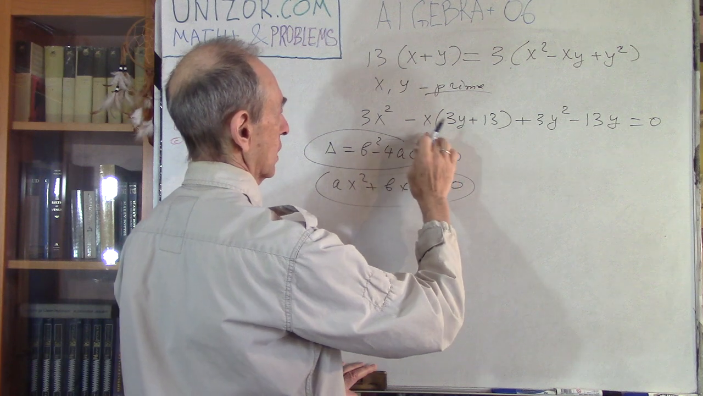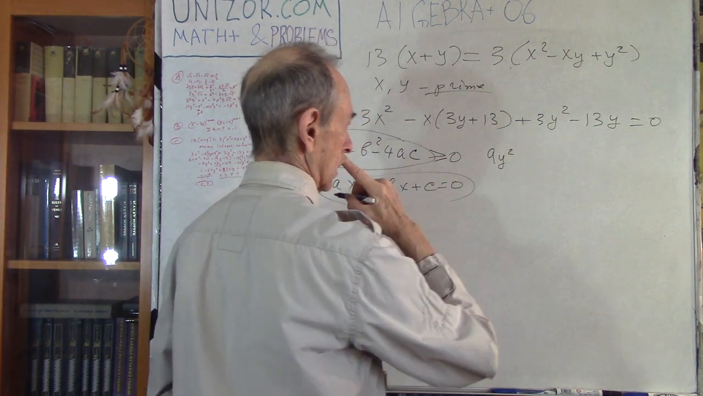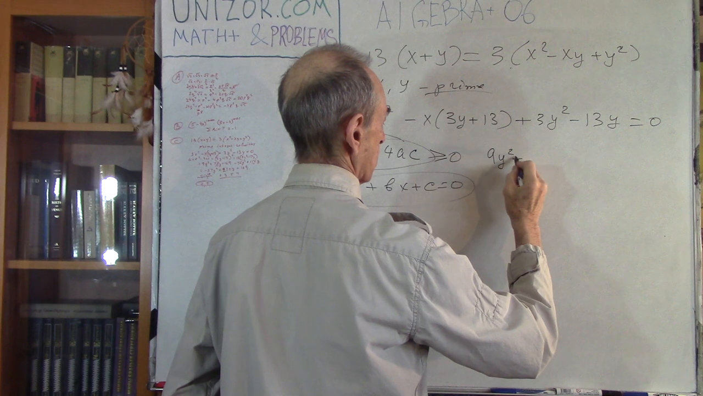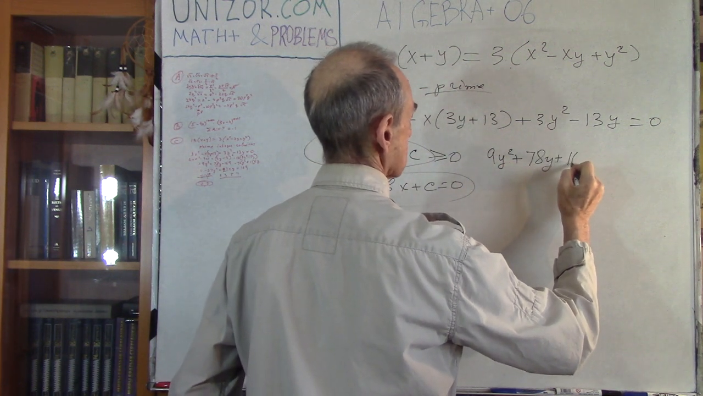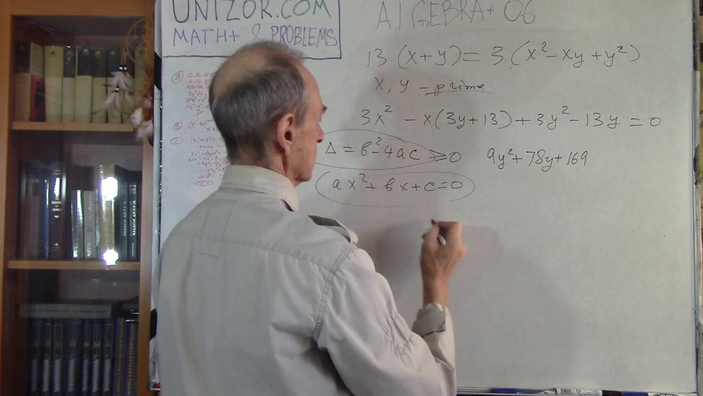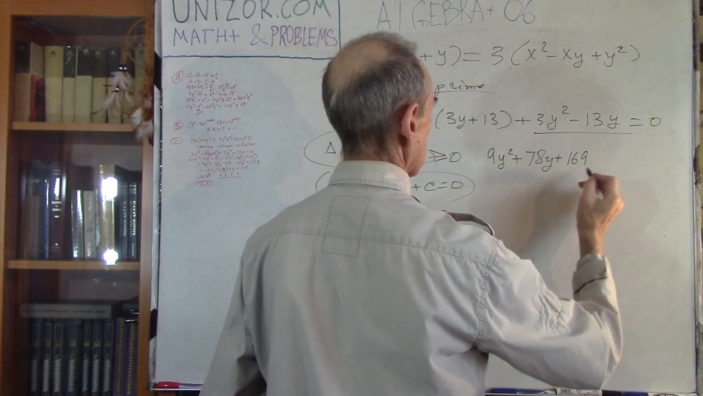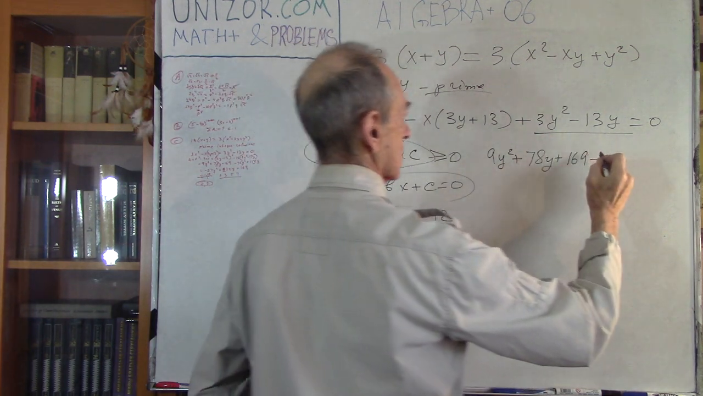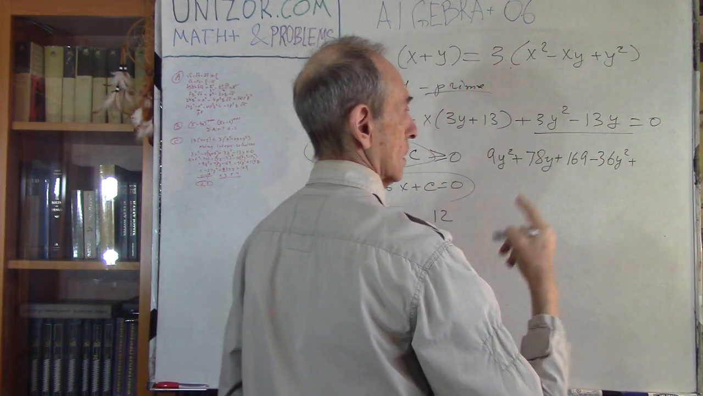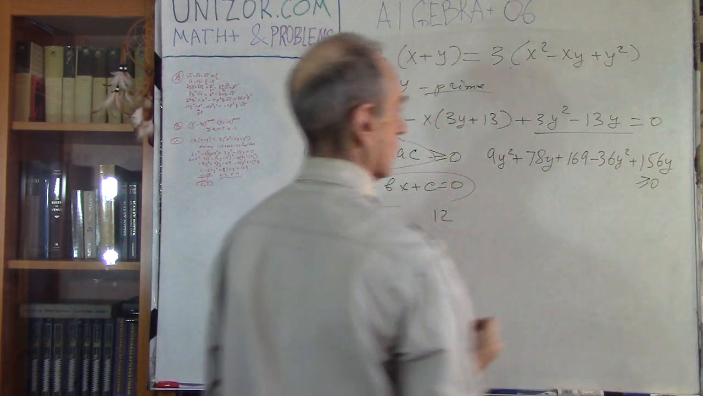It's b squared. Now b is minus 3y plus 13, so it would be 9y squared, plus 2 times 39, 78y, plus 169. That's b squared minus 4ac. A is 3, so 4 times 3 is 12, times this: minus 12 times this is 36y squared plus 12 times 13, 156y. And this is supposed to be greater or equal to 0, right?